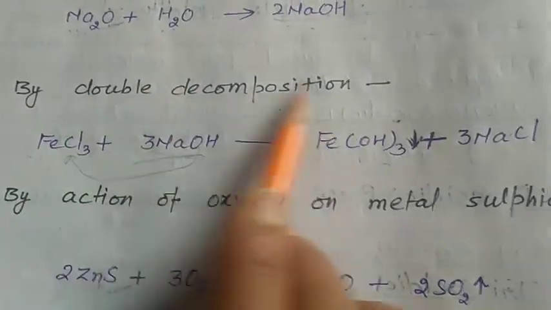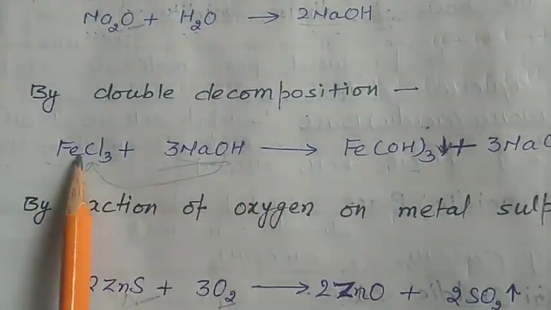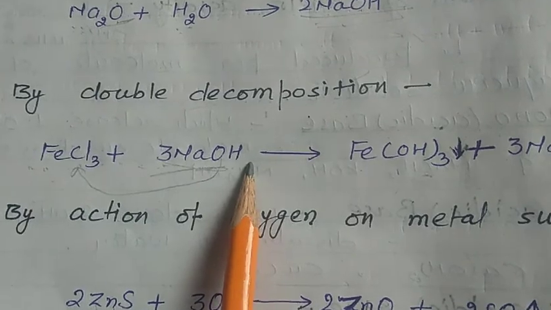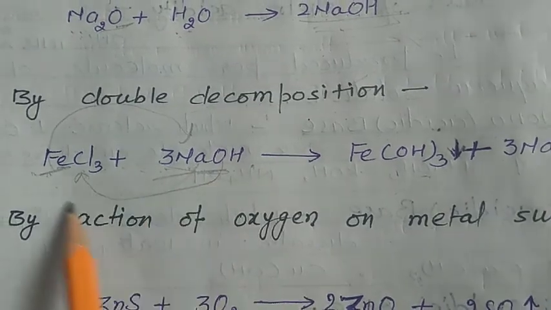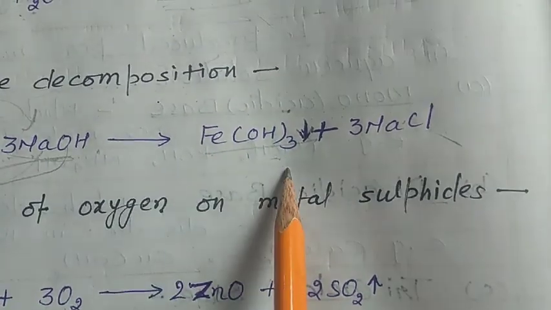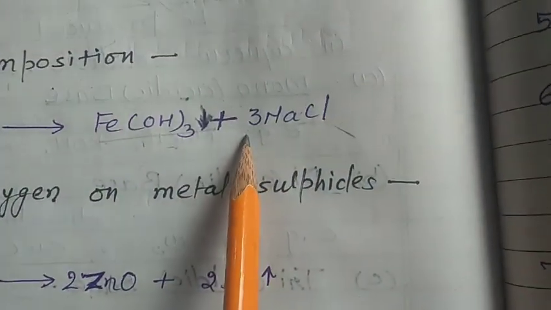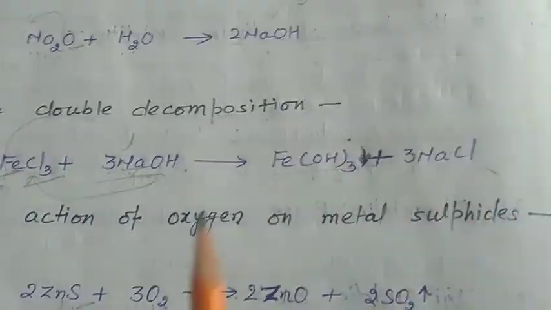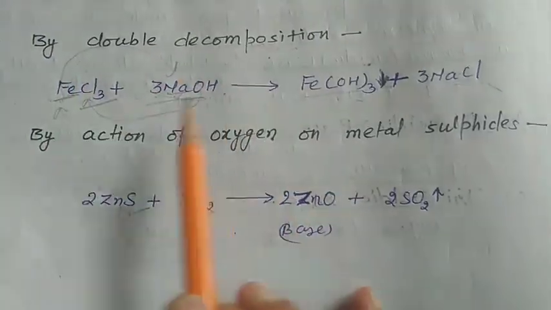Next is double decomposition. Double decomposition is basically double displacement, which you have already studied. So you can see that this is ferric chloride. When it is treated with sodium hydroxide, what will happen? The iron will replace the sodium here, and sodium comes together with chlorine. So you will get ferric hydroxide, Fe(OH)3, as a precipitate, and Na will react with Cl to give you salt, 3NaCl. Okay, so double decomposition and double displacement are the same. Earlier we used to call it double decomposition, but now in general we call it double displacement.